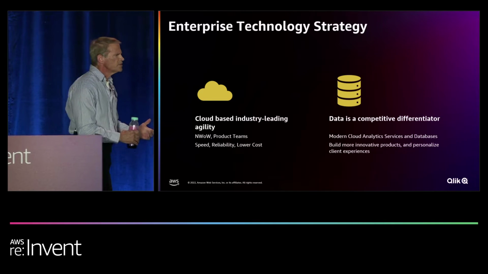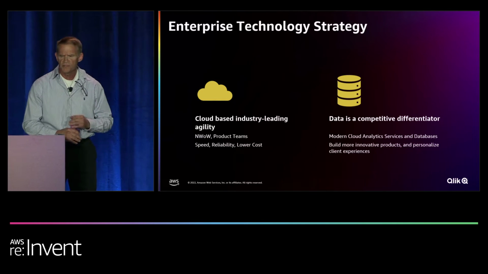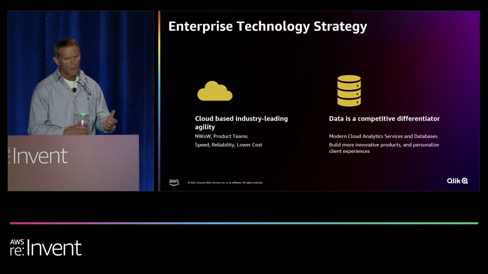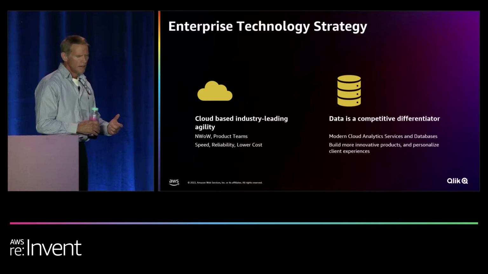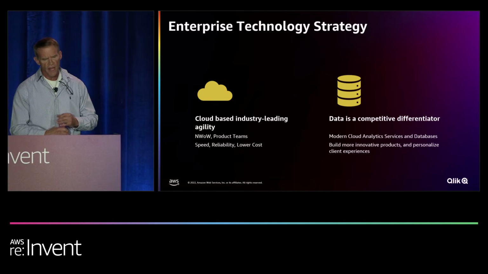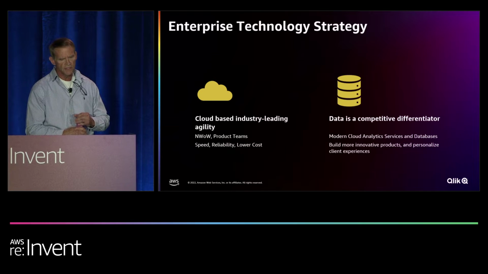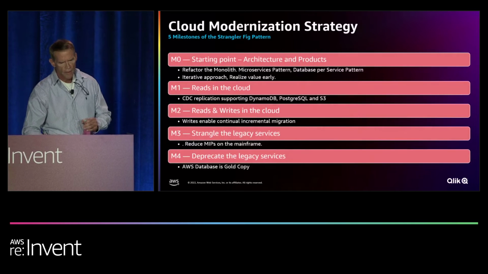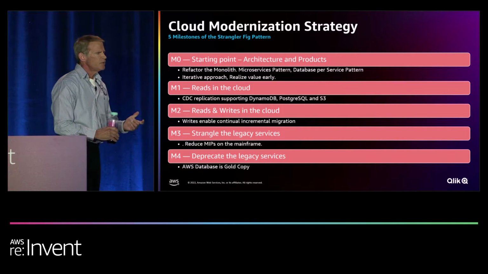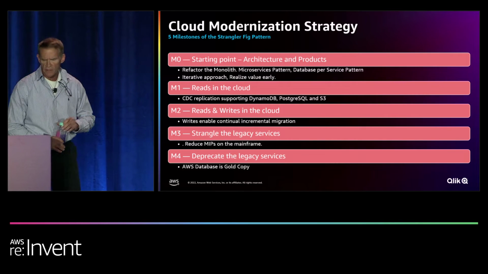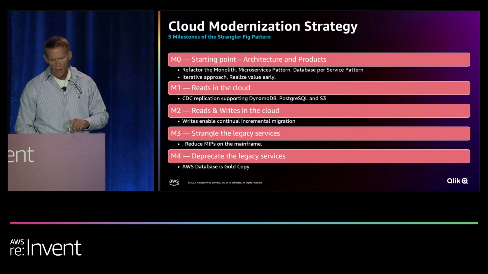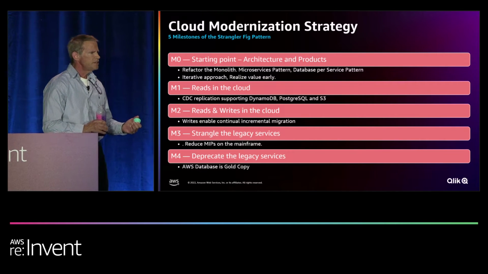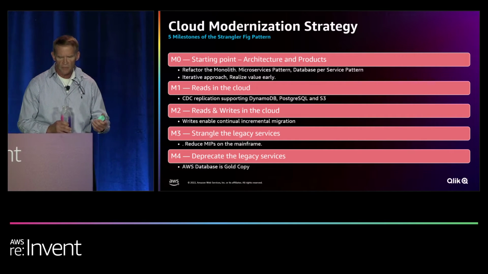Along with this strategy, data is a key component, a differentiator of it. We wanted to move our data, pretty much all of our data, to the cloud to take advantage of modern cloud analytics services and databases. So we've made a couple of big decisions already. One was we wanted to modernize our business portfolio to the cloud. The second big decision you need to make is a cloud provider, and that's going to be AWS.